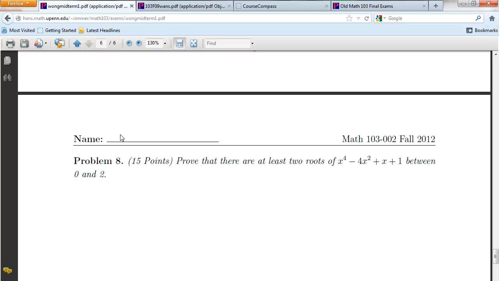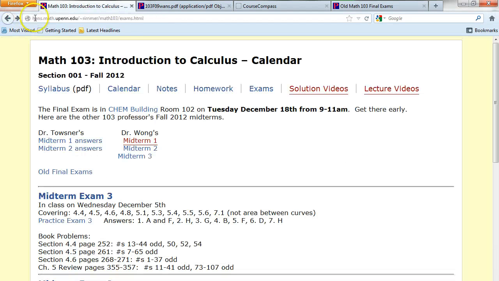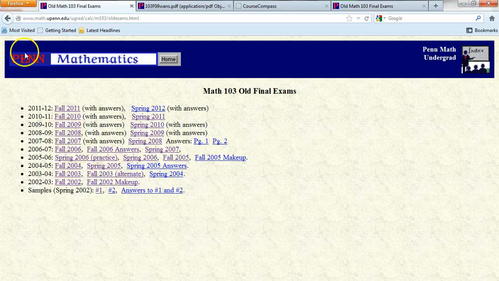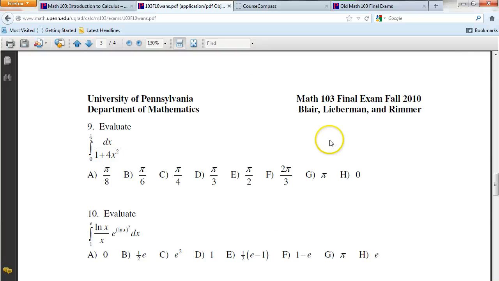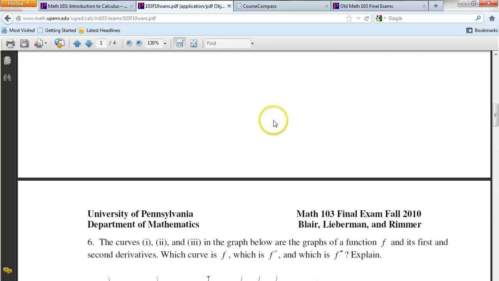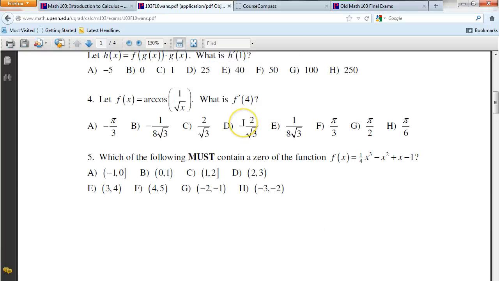Okay, next up on the list. Fall 2010, number 5. It's getting repetitive. Next question. Spring 2012, number 5.